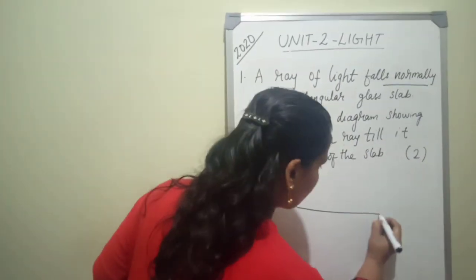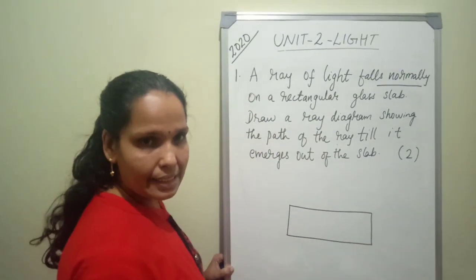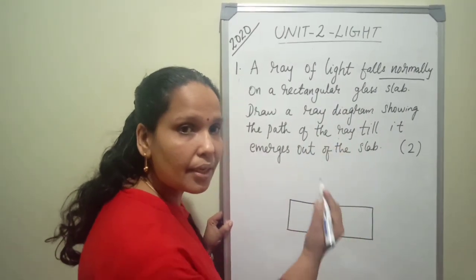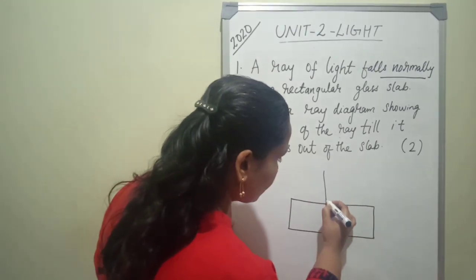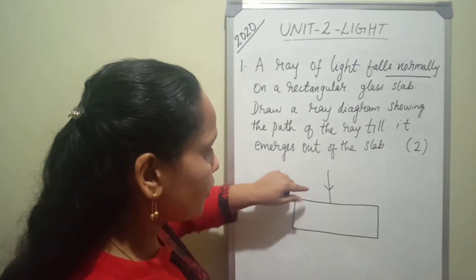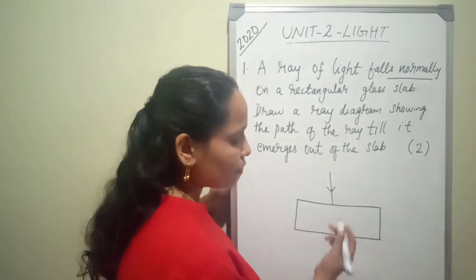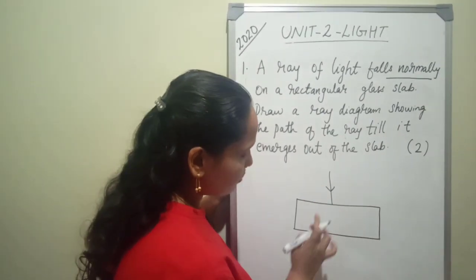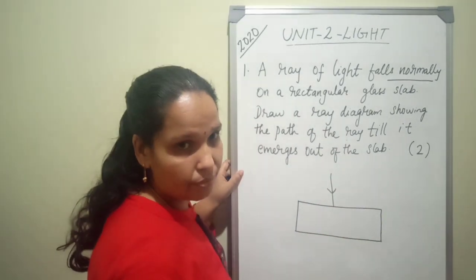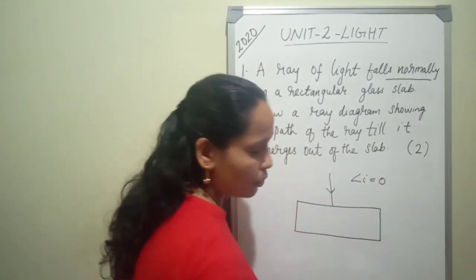That means we have to draw the glass slab first. We will draw a glass slab. Now what happens? A light ray falls normally, perpendicularly to this glass slab. Now we have to draw the path of the ray till it emerges out of the slab. We know that air is the rarer medium and this glass slab is the denser medium, but the incident ray is normal to the surface. That means the angle of incidence i is equal to 0.